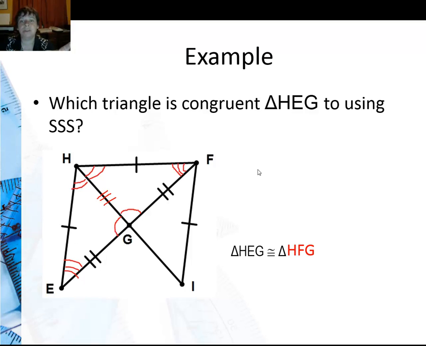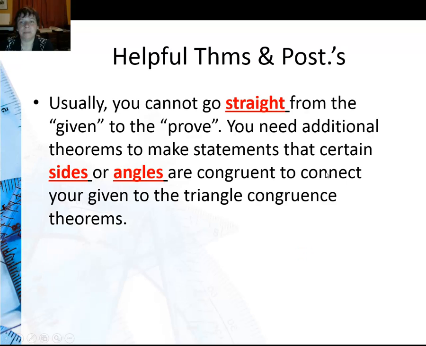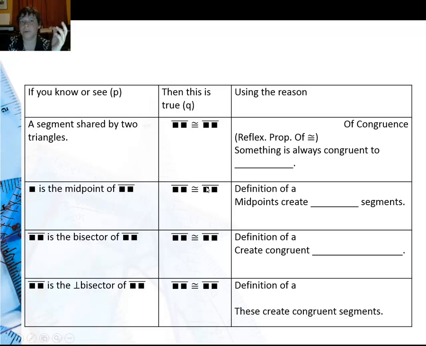So when you're looking at your individual practice, go ahead and look for any sides that are shared between triangles, and those can be marked congruent to themselves. So besides the reflexive property, which I'll show again, there are some really helpful theorems and postulates that you'll be using for side, side, side. You'll be using them to show sides are congruent or angles are congruent. For side, side, side, we're mostly looking at showing that sides are congruent. So if I have a segment shared by 2 triangles, that's the reflexive property of congruence. Something is always congruent to itself.